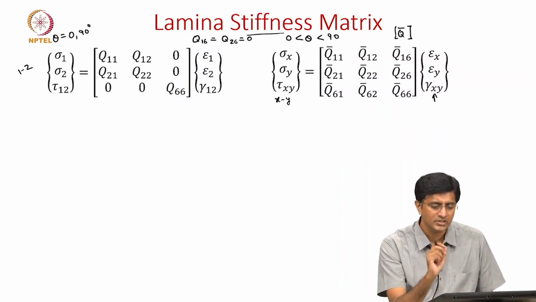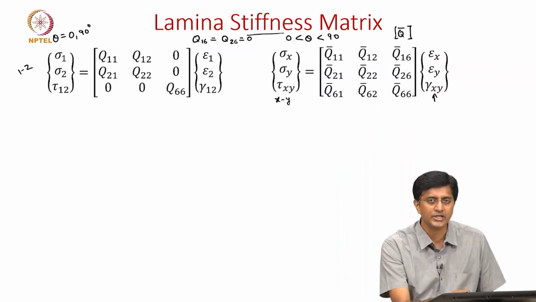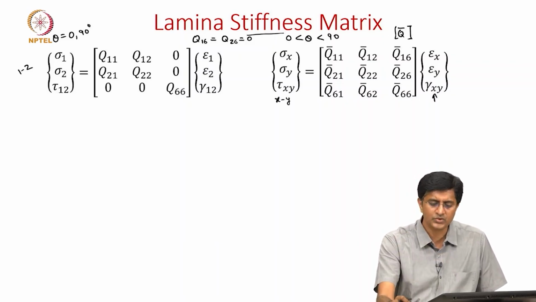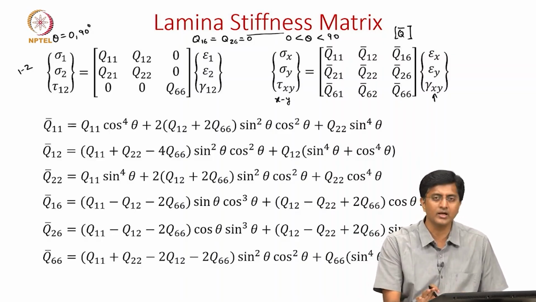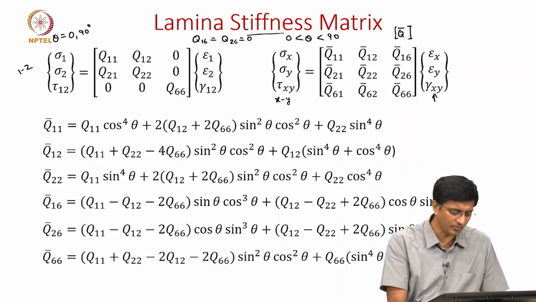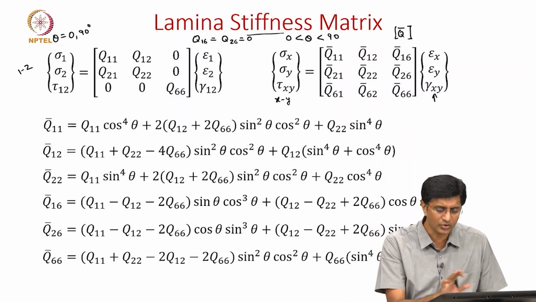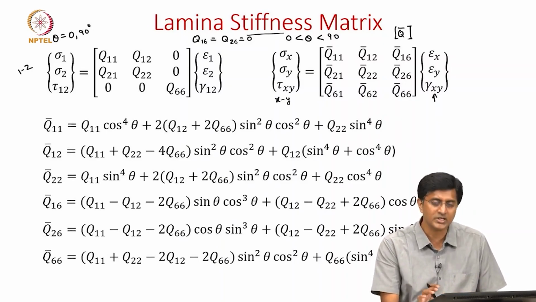But now the question is, these values of the transformed stiffness matrix depend on the material we are using, which means the material properties, as well as the orientation. So let's quickly look at the relation for each of these components. These are lengthy equations for each of these components. The idea here is not to show the equations, but there is something interesting we can learn from these equations, and that's what I want you to focus on. Please don't get carried away with these lengthy equations.